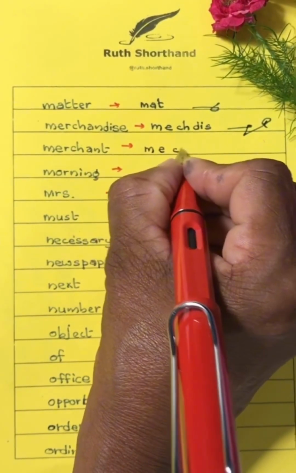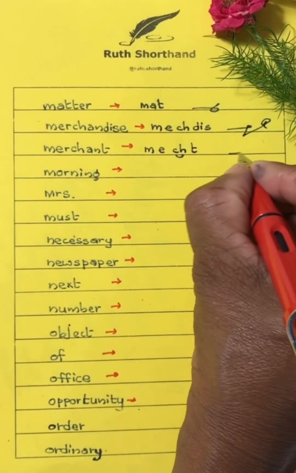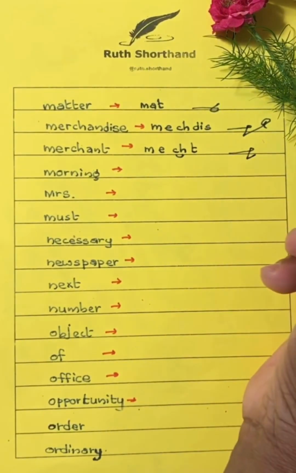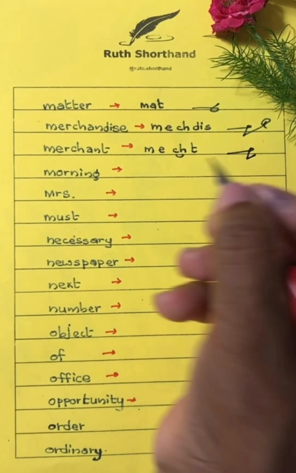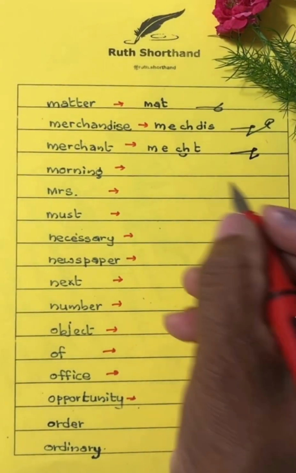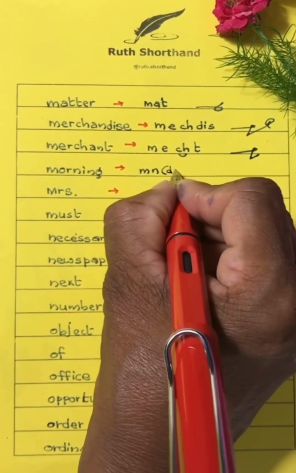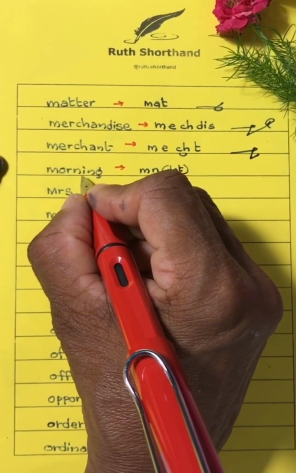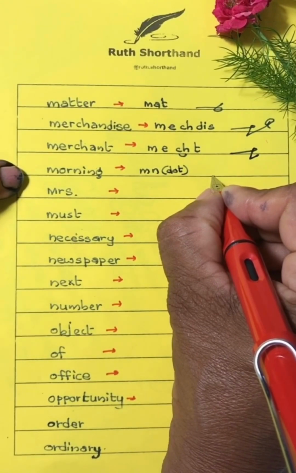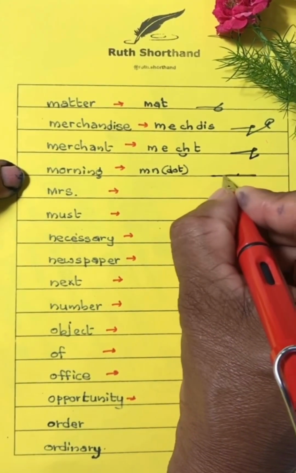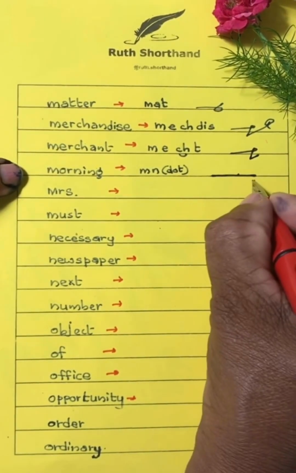Okay, merchant, M-E, this is C-H-T, then M-E-C-H-T, merchant. Now, morning, M-N dot. Because of this -ing, we are using dot. Morning, M-N stroke, this is M, morning is M-N dot, here this is morning.